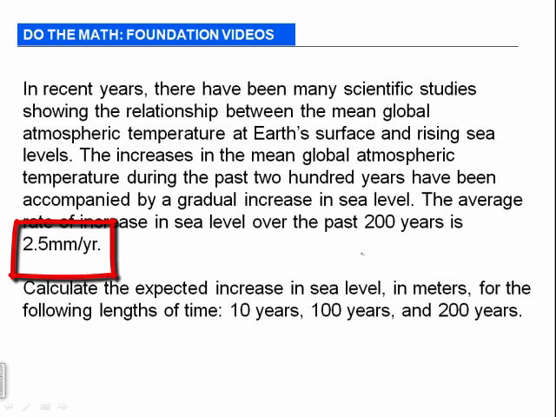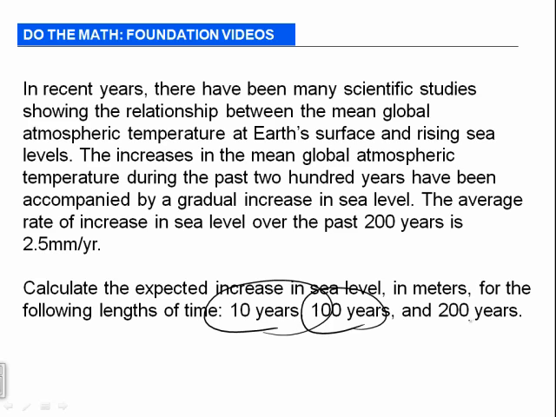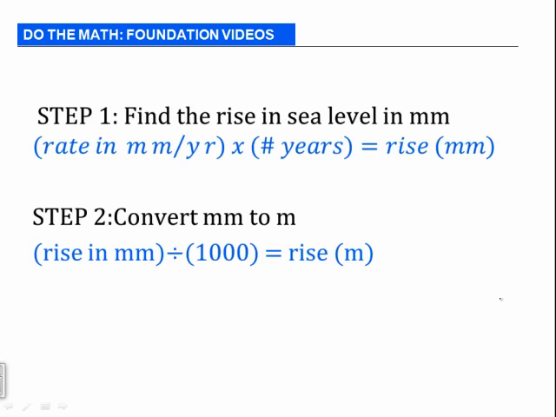millimeters per year. Calculate the expected increase in sea level in meters for the following lengths of time: 10 years, 100 years, and 200 years. So step one is we need to find the rise in sea level in millimeters. If you think about it for a moment, the rate in millimeters per year times the number of years will equal the rise in millimeters. And since I'm trying to convert to meters, the rise in millimeters divided by 1,000 gives you the rise.